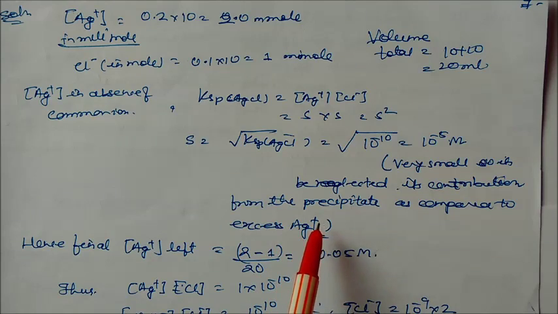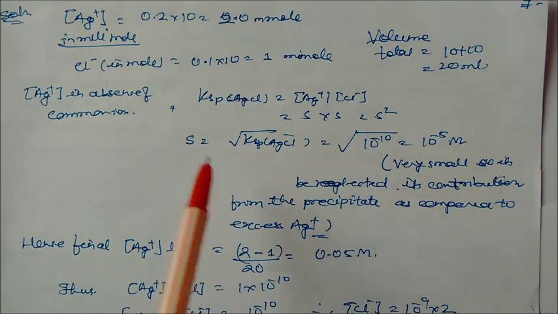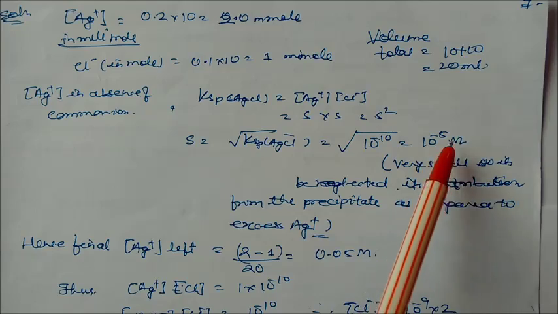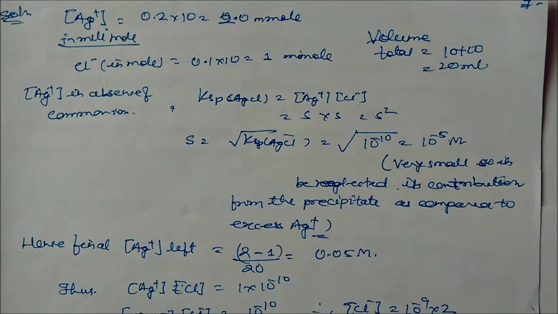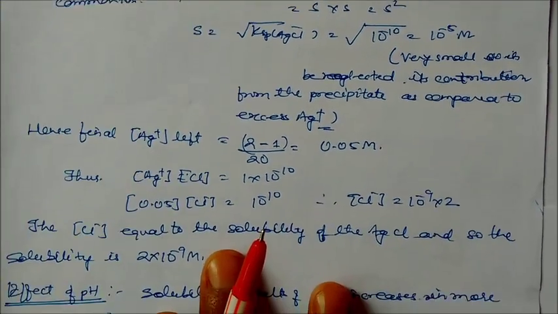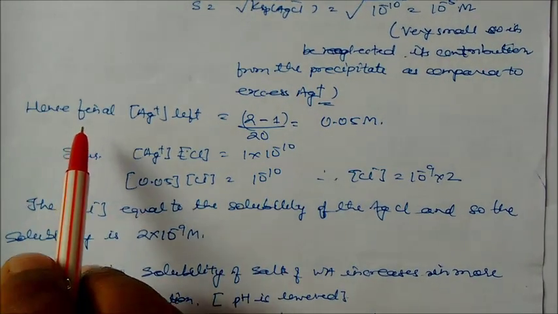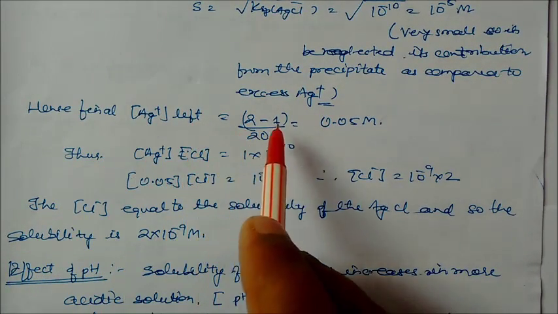So here silver is how much? 2 millimole, but here silver is coming 10 to the power minus 5 moles. This is a very small quantity, and this is a very large quantity. So the final concentration of silver will be how much? 2 minus 1 by 20, that is 0.05 molarity.